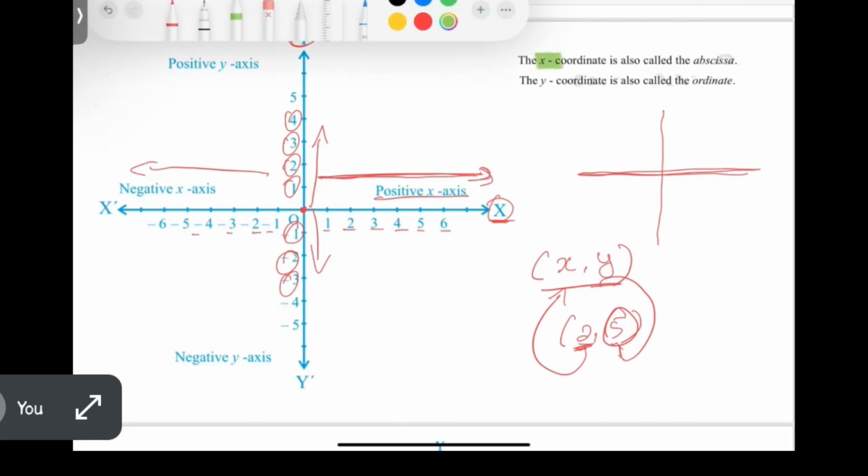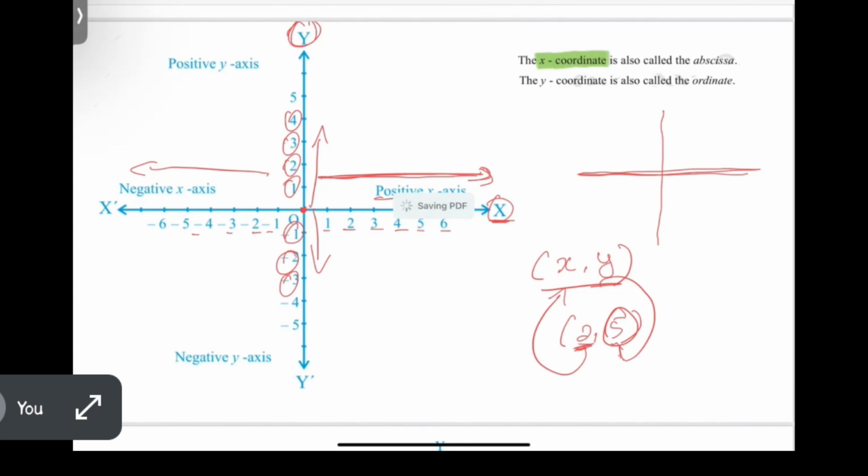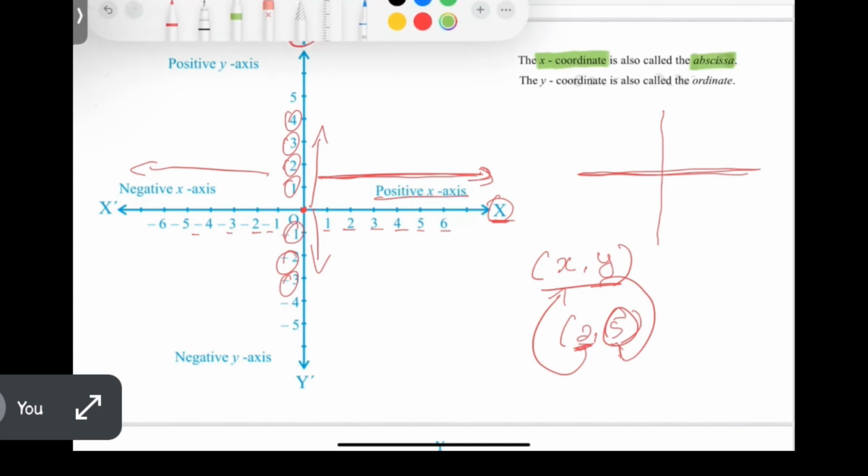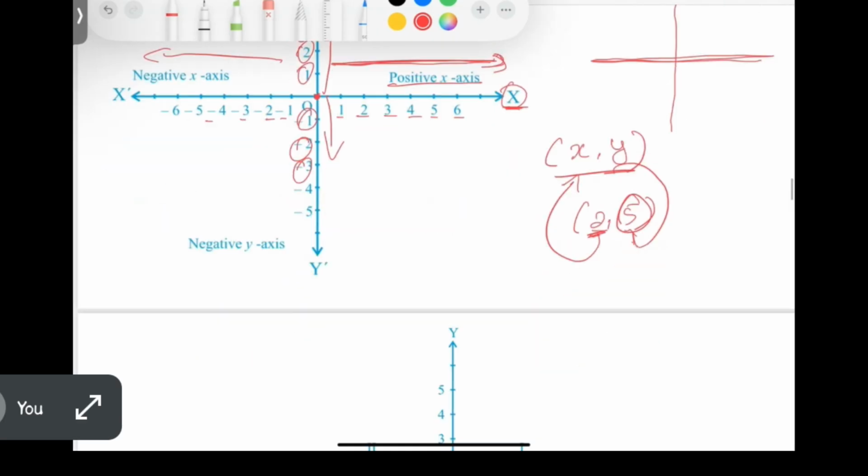So remember this: the x coordinate is also called the abscissa, and the y coordinate we also call the ordinate. In the exam, who knows, they may ask this one. It's an easy one, but many will go wrong here. Abscissa is the other name for the x coordinate, and the other name for the y coordinate is ordinate. So remember that.